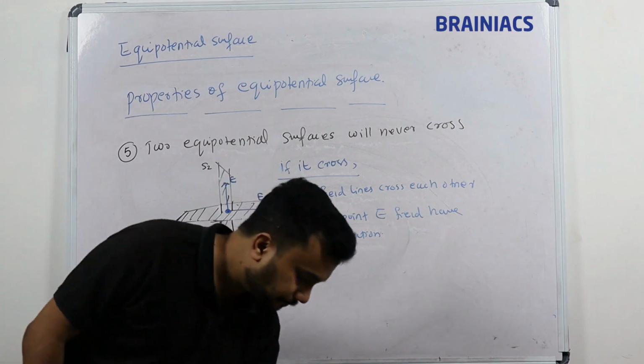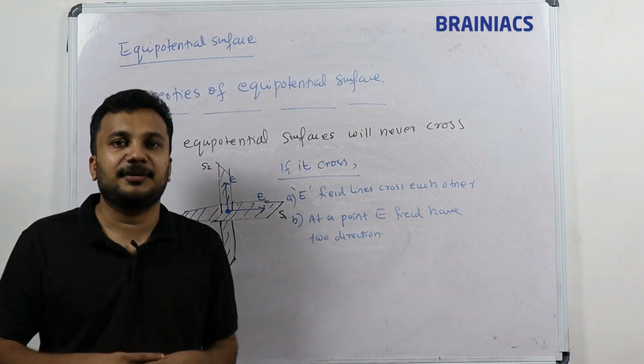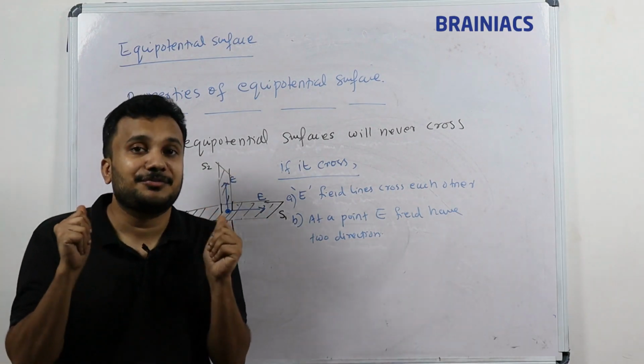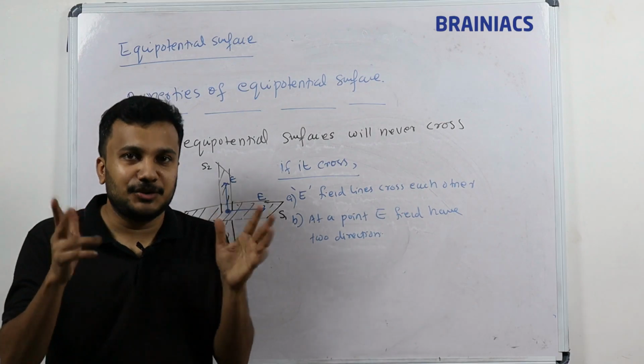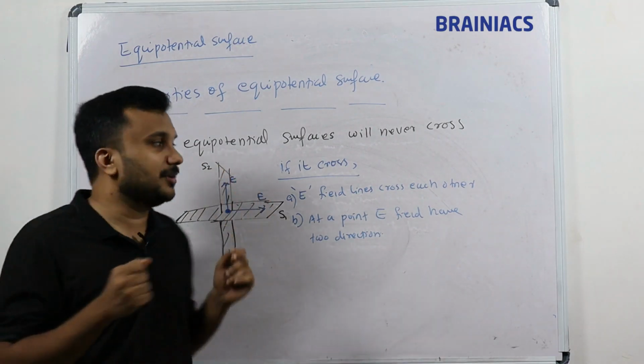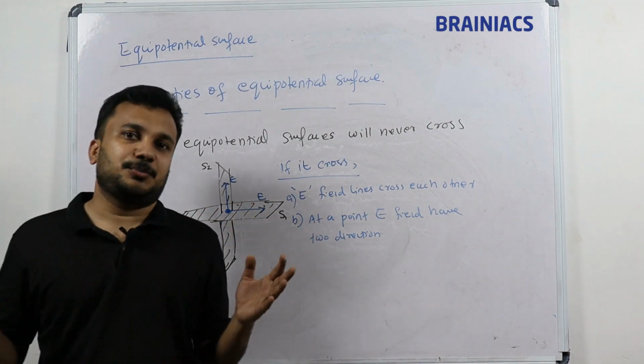So we learned the concept of equipotential surfaces, and we have learned 5 properties of equipotential surfaces. All 5 properties we will use while we are doing the questions. Hope you understood the concept of equipotential surfaces and their properties.